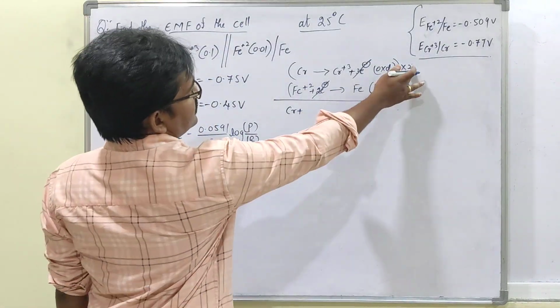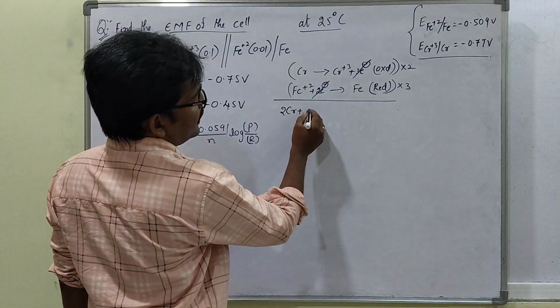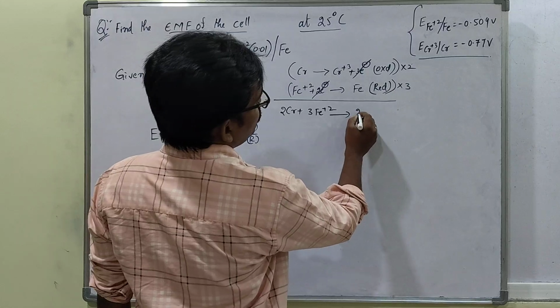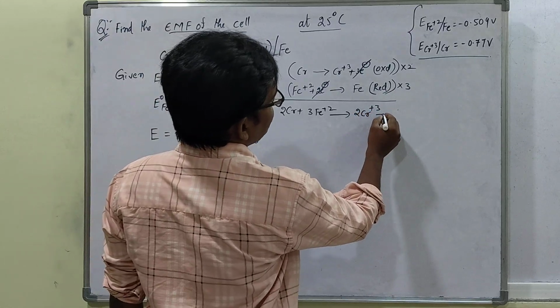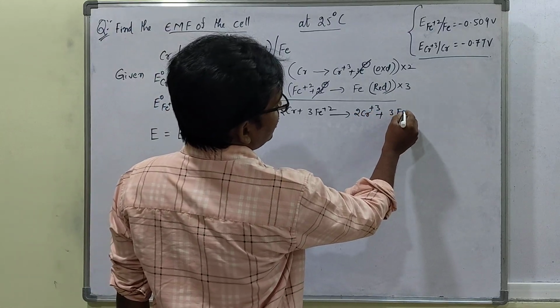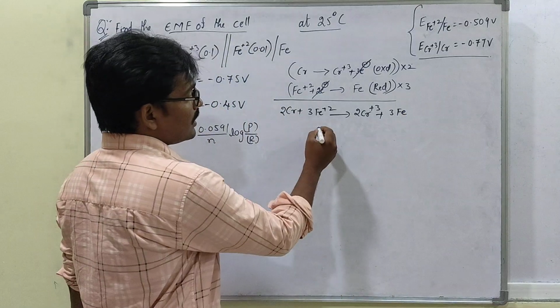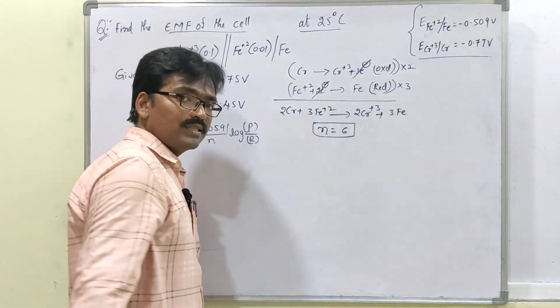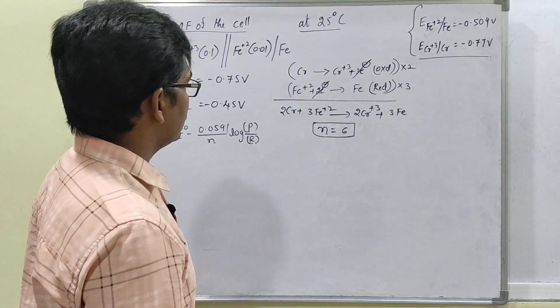Cr plus how many Crs? 2 Cr plus then 3 Fe plus 2 gives 2 Cr plus 3 plus then 3 Fe. This is the equation. So here, how many electrons are there? 6 electrons will be there, right? 6 electrons you have to take.